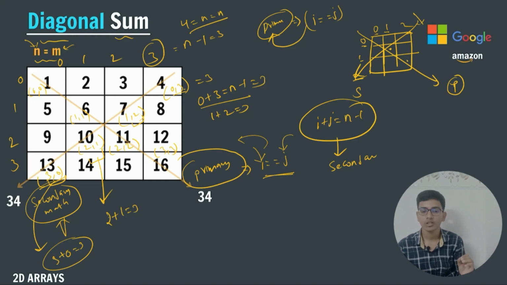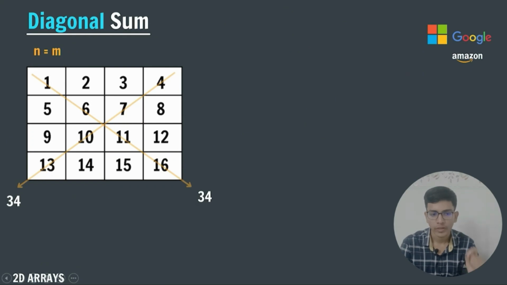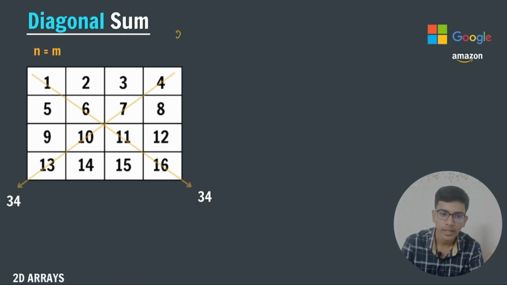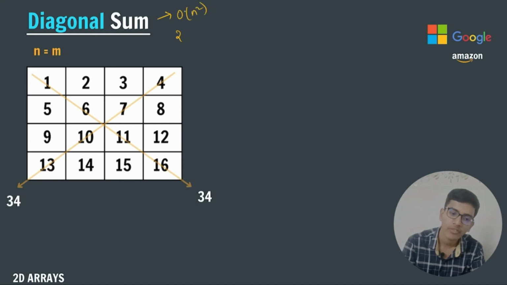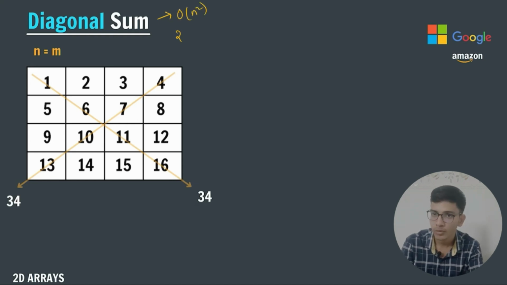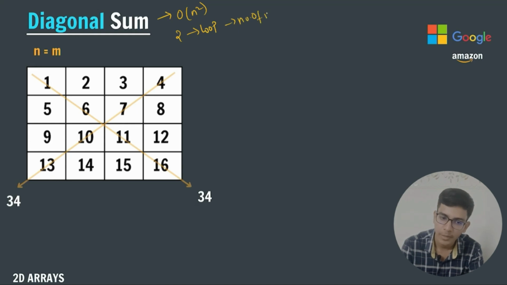Now let us write the pseudocode for this question. We need to run two loops. So the time complexity for this particular question will be big O of n square, and there is an efficient way of doing this question, which we'll study later. One loop will take care of the number of rows, and the inner loop will take care of the number of columns.